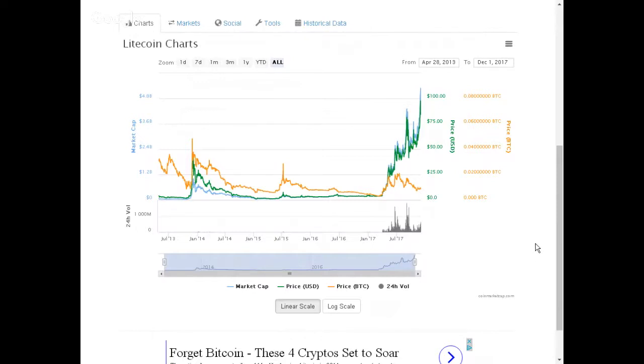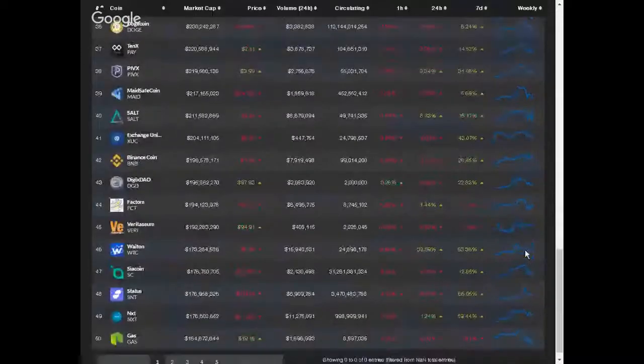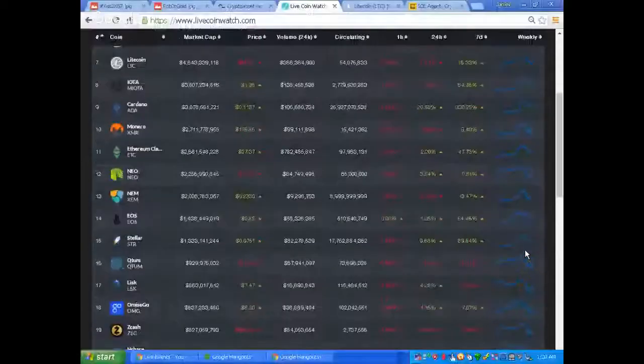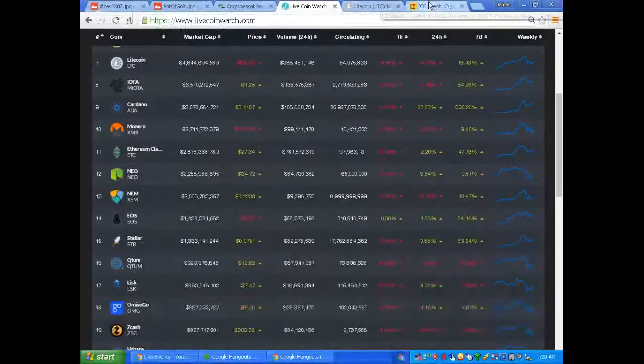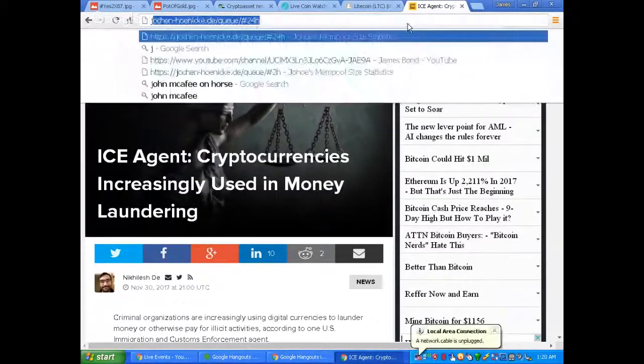So, anyways, let's go on. I think that's it. That's all I got. So we can finally move on to the mempool transactions. Where do I want to go? I want to go to Joho's.